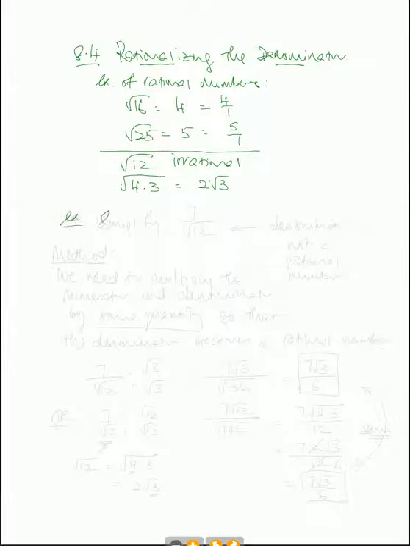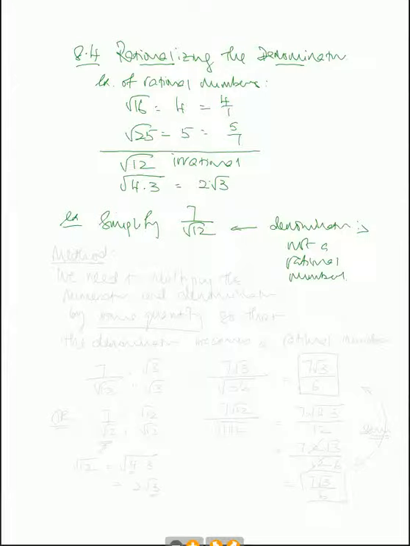So take, for example, if I asked you, can you simplify 7 over radical 12? Now, in the language of radicals, you notice that this is not simplified. And the reason is because the denominator is not a rational number. Okay, that's the whole story. So when you want to rationalize the denominator, what it's saying is you have to turn the denominator into a rational number.